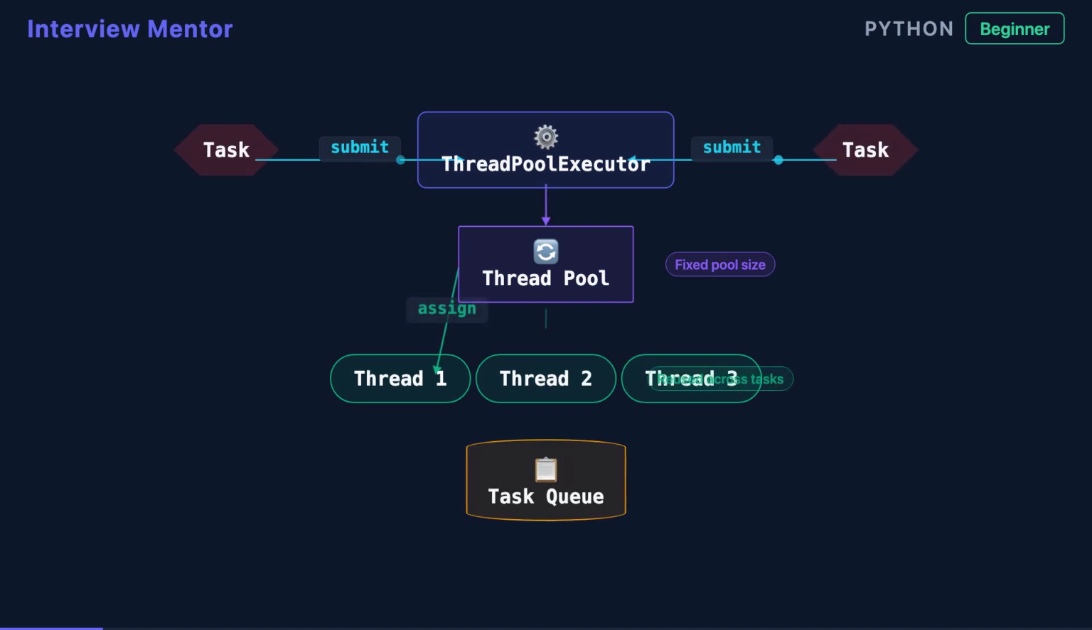ThreadPoolExecutor manages a pool of worker threads that execute tasks concurrently. Instead of spawning a new thread each time, it maintains a fixed set of threads ready to process work. When you submit a task, the executor assigns it to an available thread from the pool. If all threads are busy, the task waits in a queue until a thread becomes free.